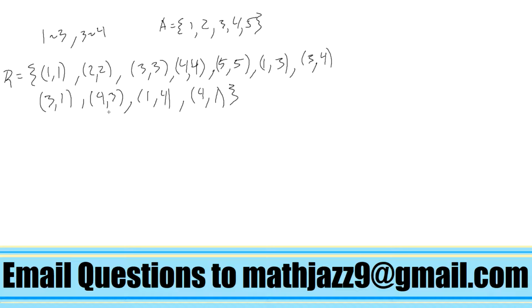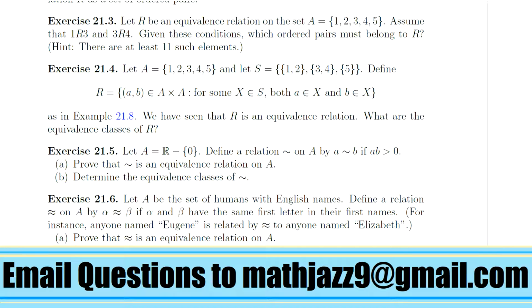Now, that's not to say that this is the only equivalence relation that has 1 related to 3 and 3 related to 4. It's just saying that any equivalence relation with those properties must have at least these relations. If we added more relations, we could still get other equivalence relations. So, with that, next problem.